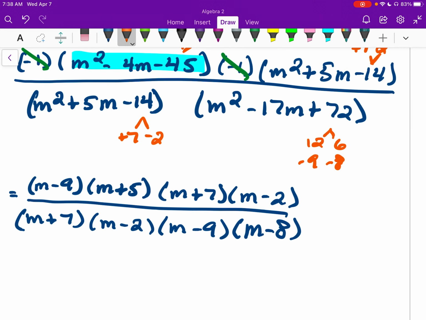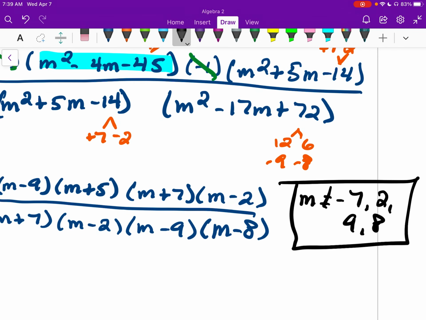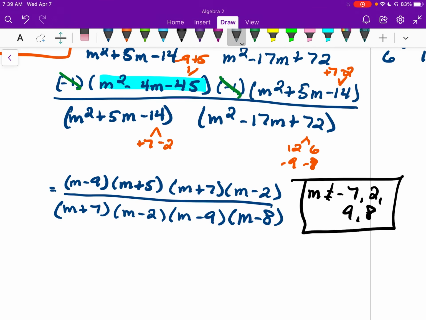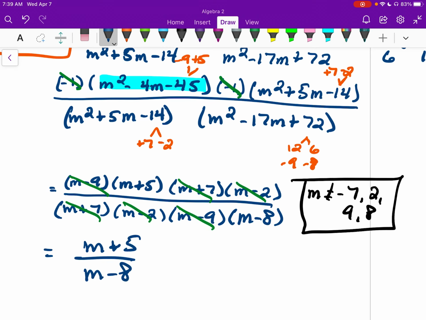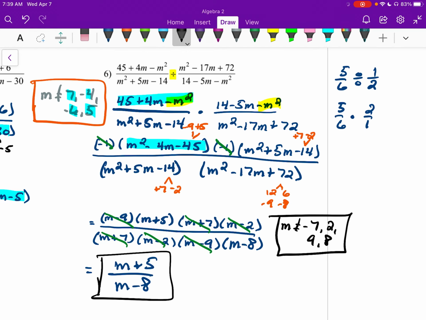All right, now for our excluded values, I can say, well, m cannot equal, what will this be? Negative 7, 2, 9, and 8. Now for canceling, I can say, well, negative 9, positive 7, negative 2, and negative 2. So this all simplifies down to be m plus 5 over m minus 8. And there we are.